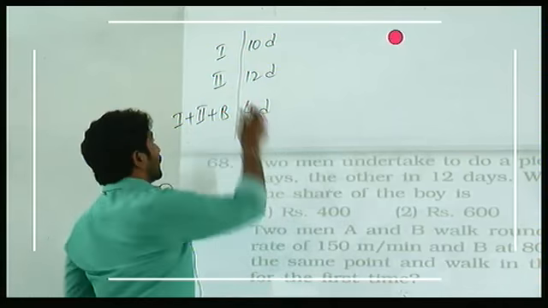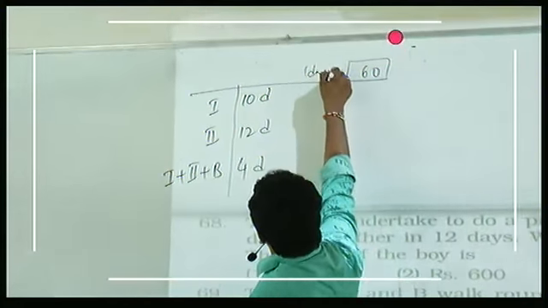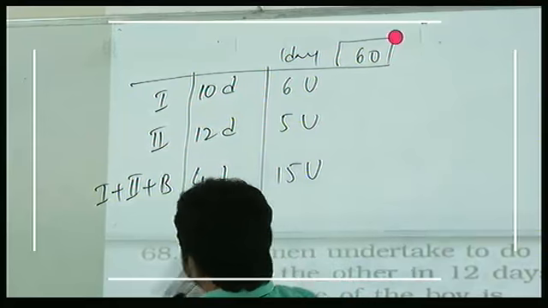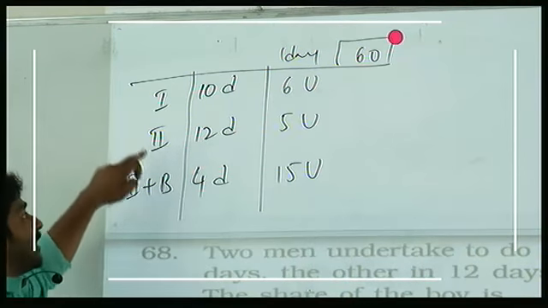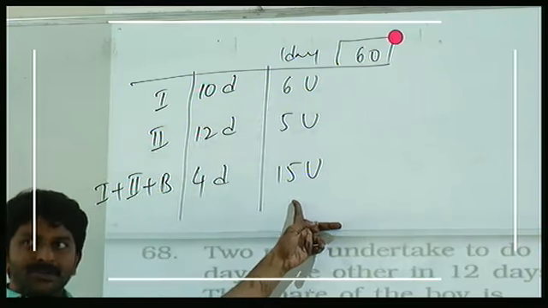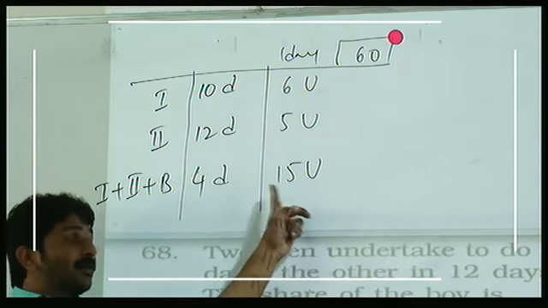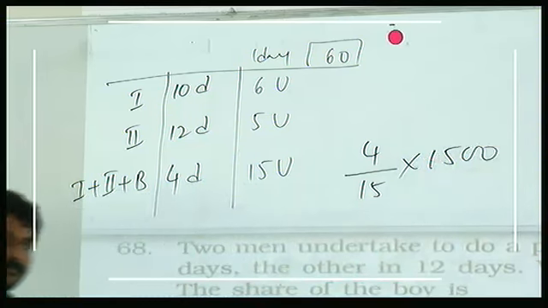LCM 60. Let's go for 1 day work. 6 units, 5 units, 15 units. Yes or no? First person and second person together can complete 11 units. Along with the boy, 15 units. So boy alone can complete 4 units out of 15 units. So boy's efficiency is 4 out of 15 and the total amount is 1500 rupees. So boy gets this much amount. Yes or no?